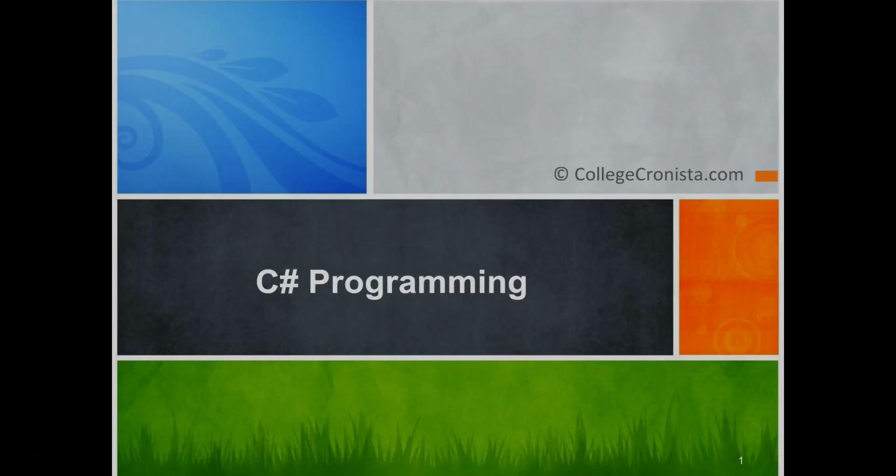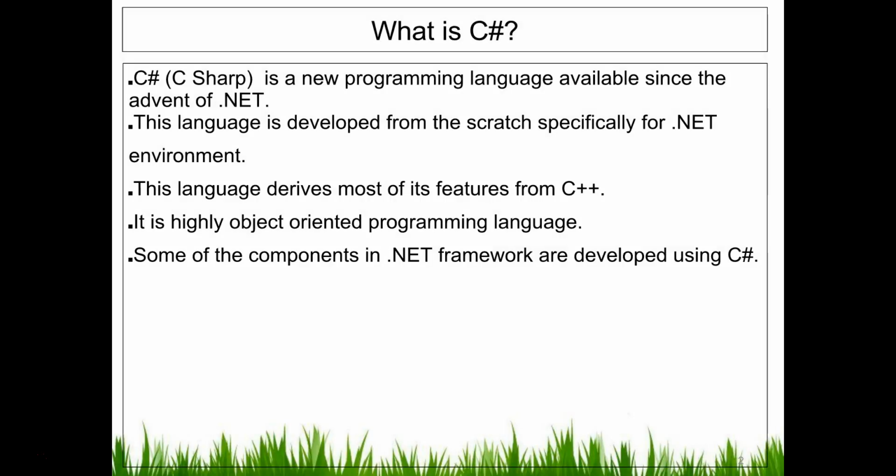So let's get started. C#, what is C#? It's a new programming language available since the advent of .NET, unlike VB.NET, which is actually a port from the native world to the .NET Framework. Visual Basic was there even before .NET was there, but that was not the case with C#. It was specifically built for the .NET Framework, and even now the .NET Framework is open source.